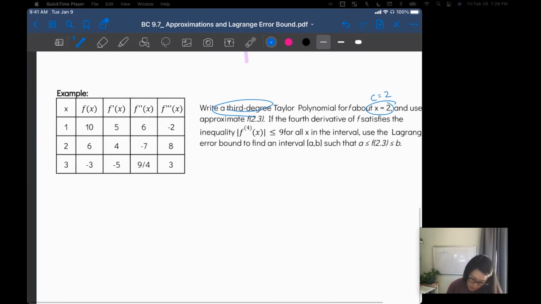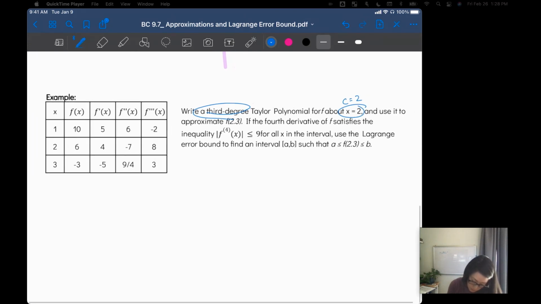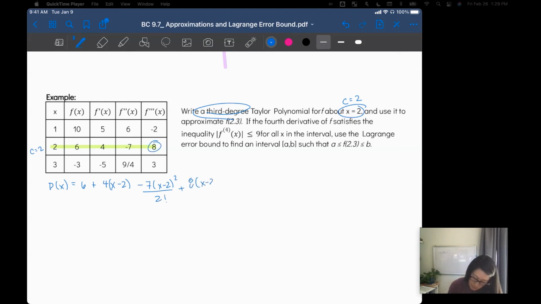We know that x equals 2 is where we're centered. So I'm going to highlight this. We are centered at c is equal to 2. So we can write our polynomial. The polynomial at x is equal to f of 2, which is 6, plus f prime of 2 times x minus 2, because we are centered at 2, minus 7 times x minus 2 squared over 2 factorial, plus 8 times x minus 2 cubed over 3 factorial.